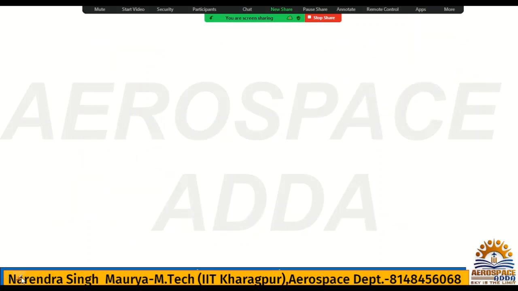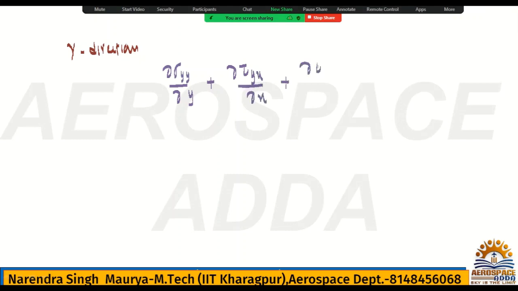Anyway, what is the equilibrium equation in y direction? So in y direction, that equilibrium equation will be dou sigma yy divided by dou y plus dou tau yx divided by dou x plus dou tau yz divided by dou z, and this is in y direction, so the body force will be Y, equal to 0. This is the second equilibrium equation.